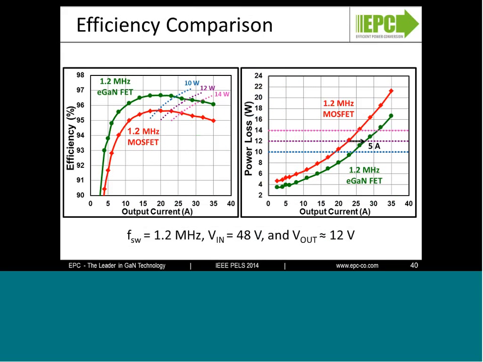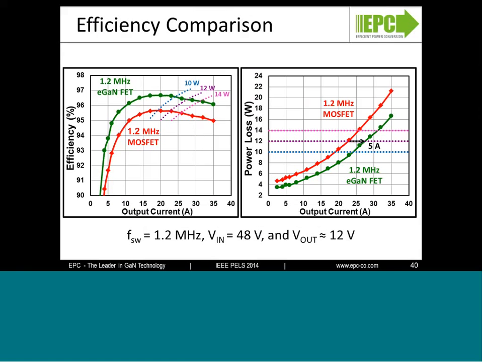Shown here on the left is the efficiency comparison of the eGaN FET-based design and MOSFET-based design at 1.2 megahertz. And you can see that the eGaN FET-based design offers around a 1% improvement throughout. And when you look on the right, that's going to allow us to deliver more power before we reach our thermal limit. So we can handle around 5 amperes more of output current for a 12-watt limited converter. And that's going to improve the power density of these systems, and it's going to help improve the performance in server, network, and telecom applications.